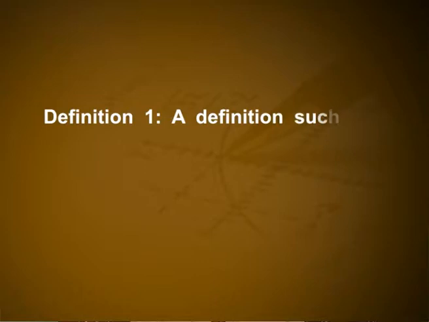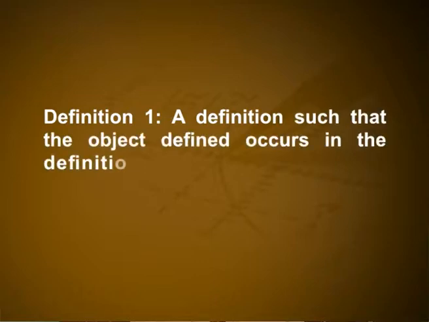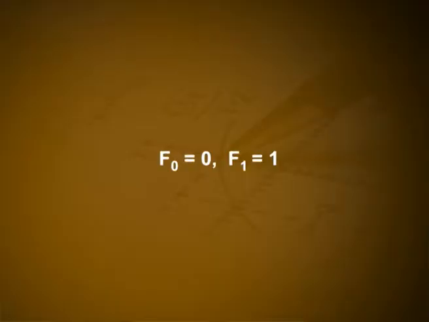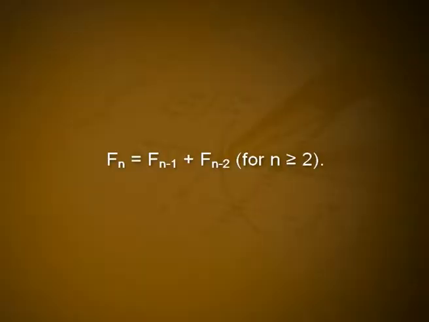Definition: a definition such that the object defined occurs in the definition is called a recursive definition. For instance, the Fibonacci sequence 0, 1, 1, 2, 3, 5, 8, 13, etc. is defined as a sequence whose first two terms are f_0 = 0, f_1 = 1, and each subsequent term is the sum of the two previous ones, that is f_n = f_{n-1} + f_{n-2} for n >= 2.